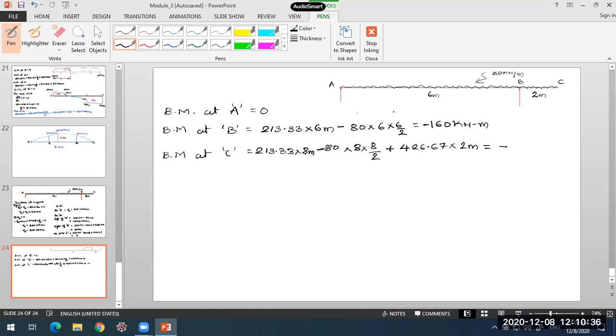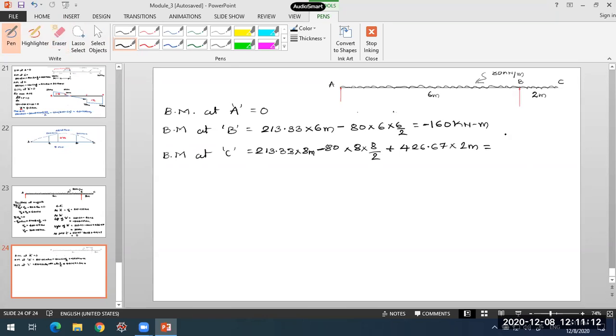All right. And here 213.33, this VA into 8 meter. I'm calculating about point C. VA into 8 meter minus due to UDL 80 into 8 into 8 by 2. Okay. And due to this VB, which is 426.67, so plus 426.67 into 2 meters. So this will be how much? So minus 426.62.